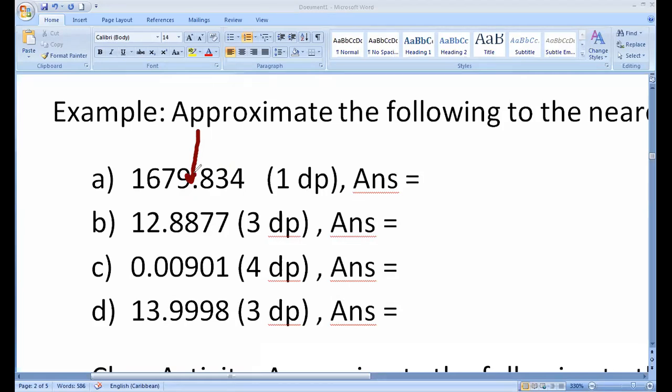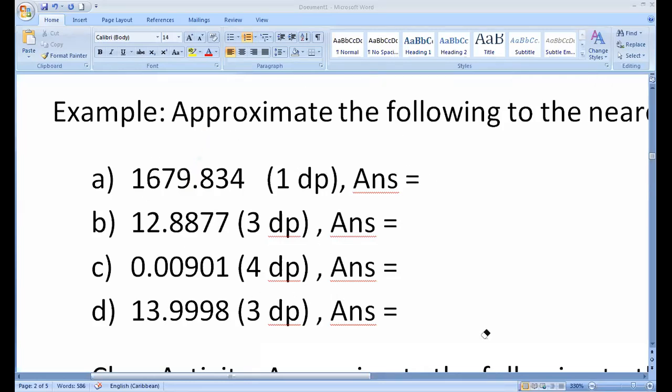Now you remember when we were doing standard form, we moved the decimal point. The topic that we did a while ago, scientific notation, standard form. We got a question, right? But in the answer, the decimal point moves. But in these questions, we do not move the decimal point. We just use it as a marker.